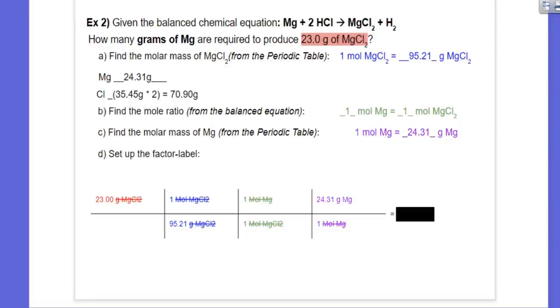So to put this into my calculator, I have 23.00 times 1 times 1 times 24.31, enter. Then you want to divide that number by 95.21, enter. Divide that number by 1, enter. And then divide it by that last value of 1 on the bottom. Our final answer should be 5.87 grams of magnesium.